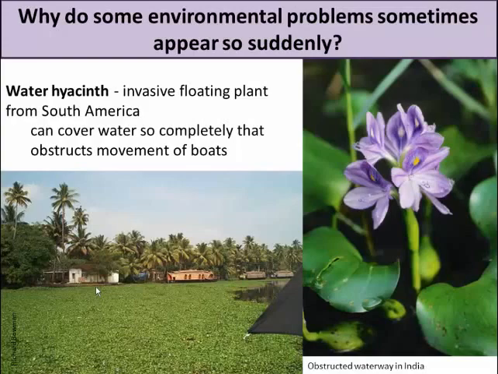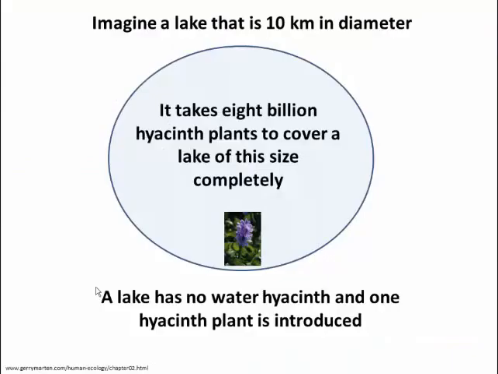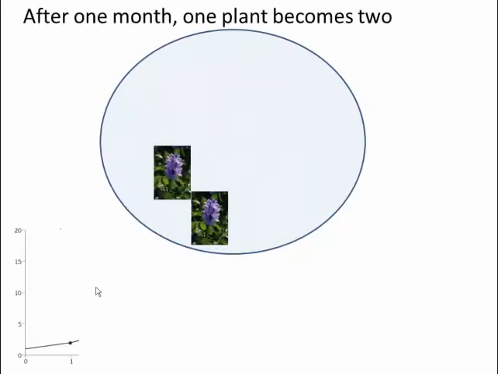So this is India, picture on the left. Imagine a lake that's 10 kilometers in diameter. And just imagine it takes 8 billion, that's billion with a B, hyacinth plants to cover a lake of this size completely. Now suppose this lake has no water hyacinth, and one hyacinth plant is introduced. We're also going to assume this plant reproduces asexually. We're going to say it has a doubling time of 1 month. That means every month the plant reproduces and the population doubles.